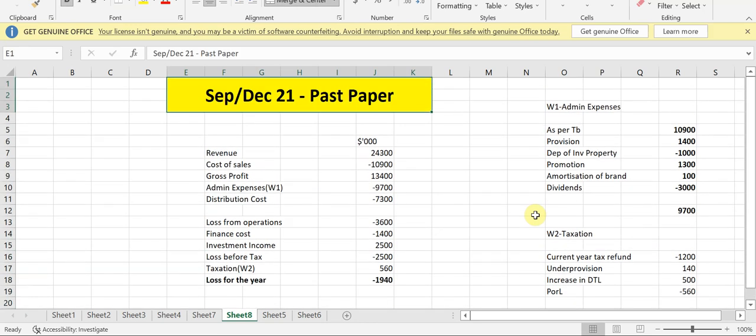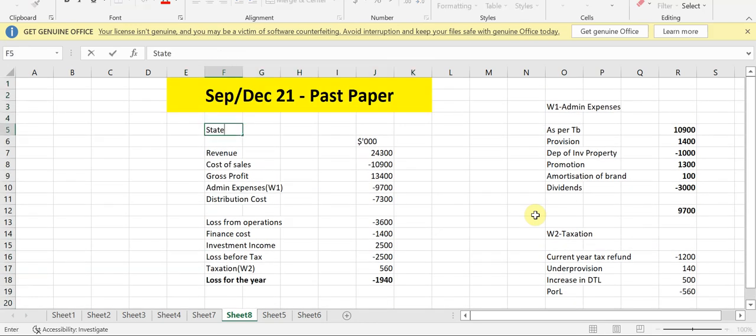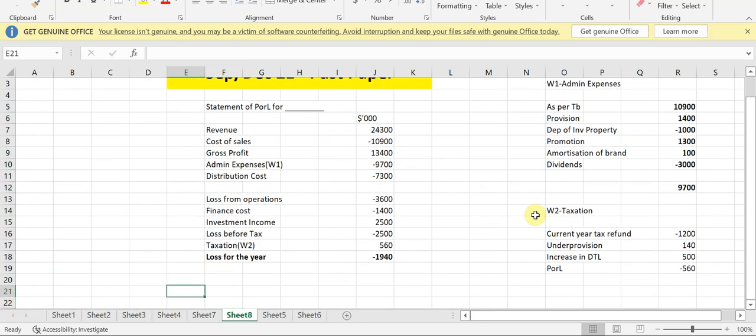So this is the loss for the year. Okay, this was the statement of profit or loss. Don't forget to give the heading statement of profit or loss for the year ended. So you need to write that for the year ended thing. Okay, then we have the statement of changes in equity.